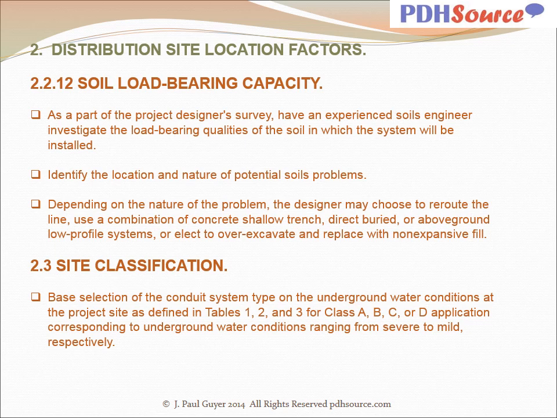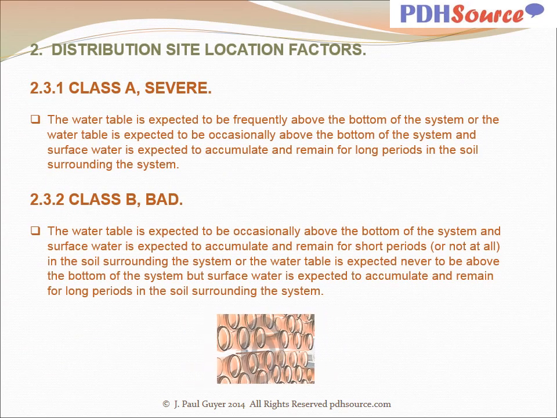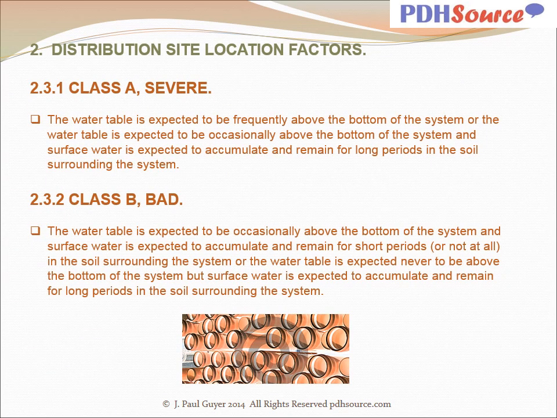Base selection of the conduit system type on the underground water conditions at the project site as defined in Tables 1, 2, and 3 for Class A, B, C, or D application corresponding to underground water conditions ranging from severe to mild respectively. Class A, severe: the water table is expected to be frequently above the bottom of the system, or the water table is expected to be occasionally above the bottom of the system, and surface water is expected to accumulate and remain for long periods in the soil surrounding the system.